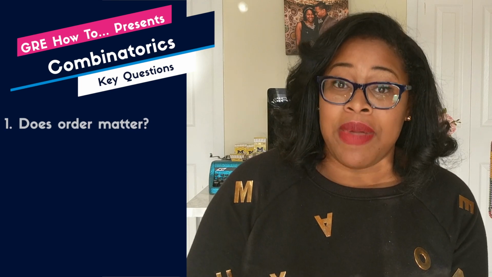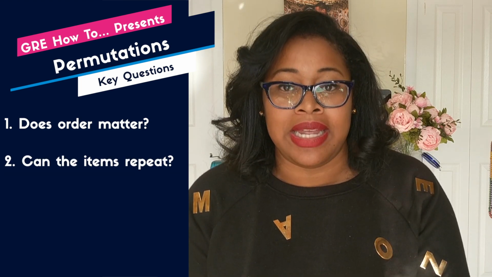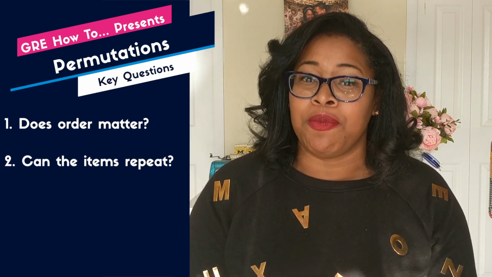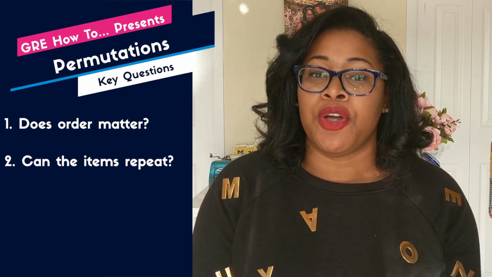So when it comes to permutations, the two questions that I discussed in the last video still hold today. You need to ask yourself, number one, does order matter? If order matters, then it's going to be a permutation. The second question is, can the items repeat? And that's especially important with permutations because the answer to that directs the kind of equation that you're going to go into.